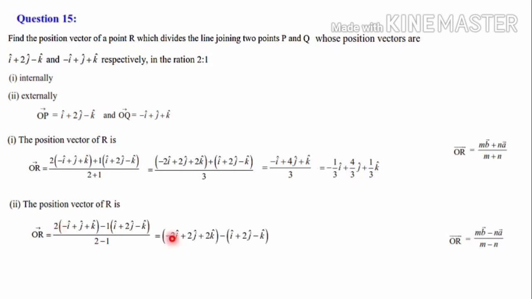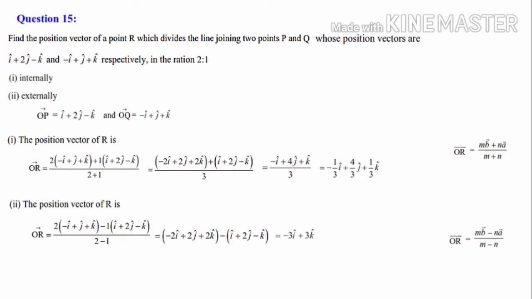Let's go for the calculation. Multiplying 2 inside, that is minus 2i plus 2j plus 2k, minus 1 multiplying inside, that is i cap plus 2j cap minus k cap. The denominator 2 minus 1 becomes 1, so there is no need to write it. Go for simplification.